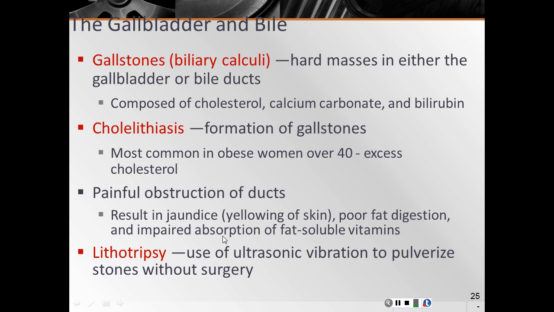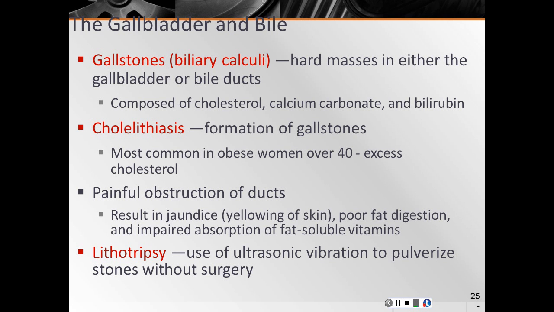Alright, so let's look at a couple of terms here. We have gallstones and lithotripsy. These are some terms that you will see again, such as the formation of gallstones. We have the hard masses in either the gallbladder or the bile ducts. Those are the gallstones, composed of cholesterol, calcium bicarbonate, as well as bilirubin. And this term here, which deals with the formation of gallstones, is the one that is most common in obese women over 40 with an excess of cholesterol.